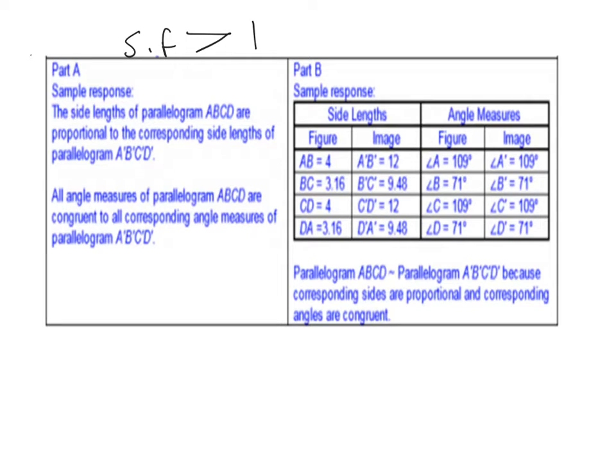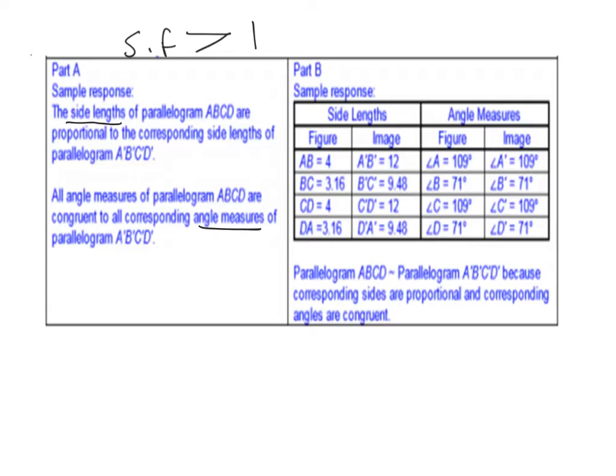Okay? So another generalization we can say, and we want to use this to talk about the angles, is that all angle measures of this parallelogram are congruent to the image's. That's what they told us in the beginning. They said that the angle measure of a dilated figure is the same. All right. Well, we made our generalization, part A. Notice we did a generalization about the side length, and we also did generalizations about the angle measure. So let's go ahead and verify it.